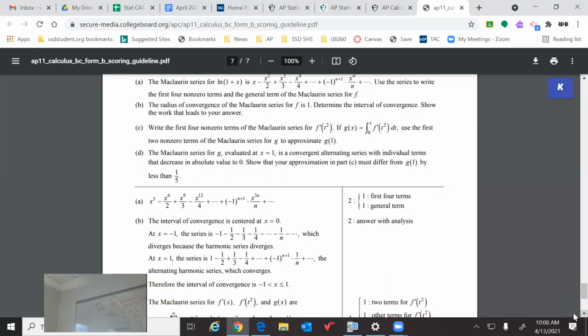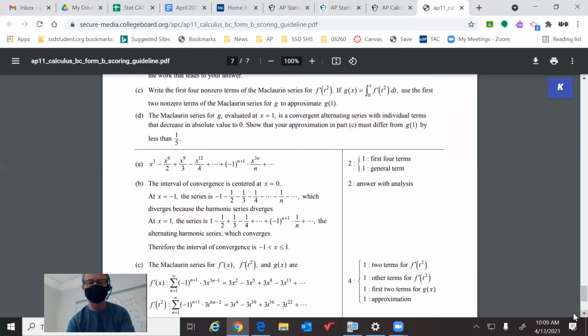And at -1, look what they're getting. They're all negatives. It's the opposite of the harmonic. At +1, this is the alternating harmonic, which converges. So the answer on the scoring guide is -1 is less than x, which is less than or equal to 1. It's just another way of writing parentheses -1, comma 1 bracket, for part B.